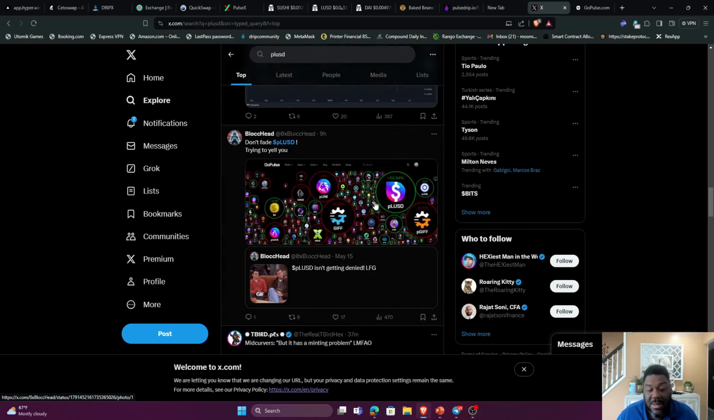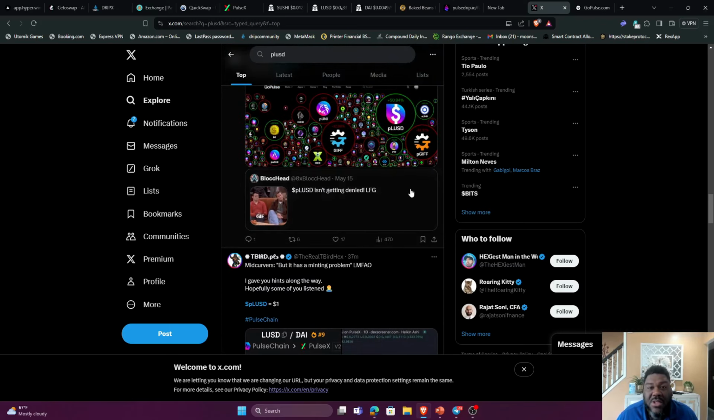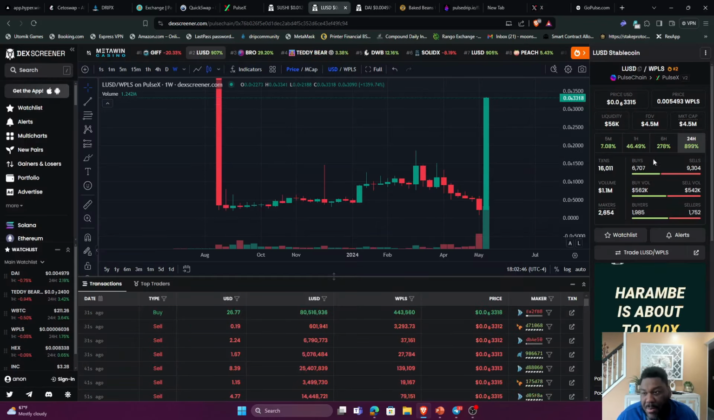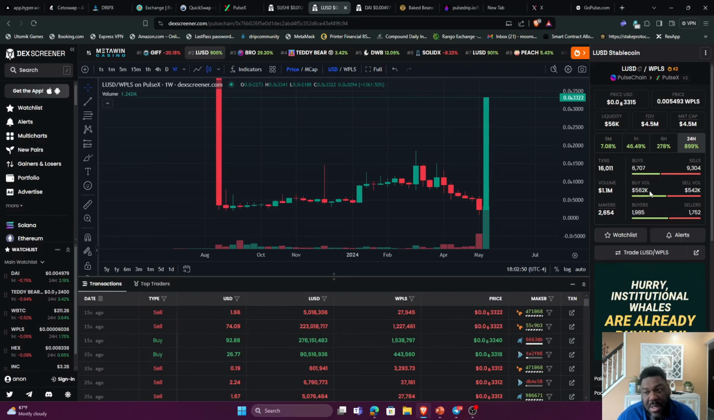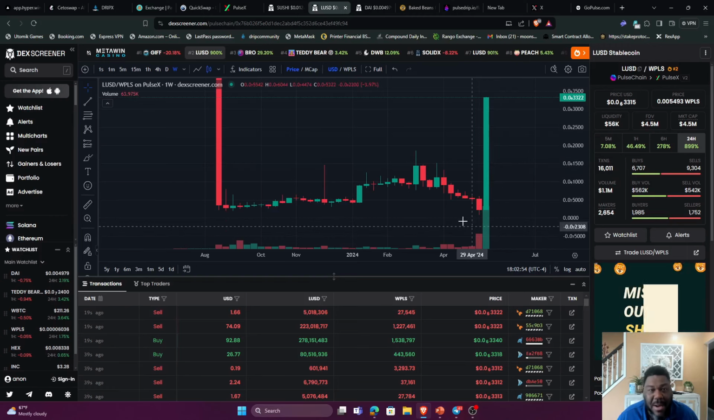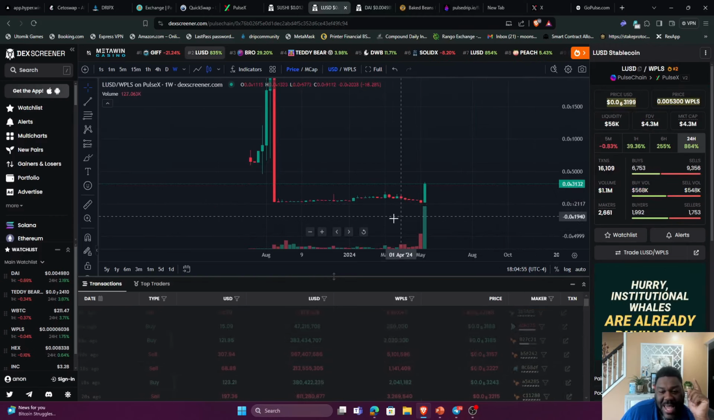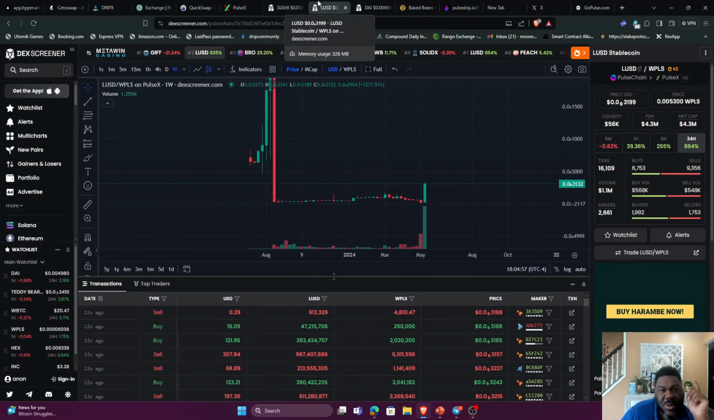This is a token, guys, that has so much room to grow. Because again, if you look at the market cap, only 4.5 million. The liquidity is at 56K. People are holding at the bottom. Now, if we zoom out over here, guys, just to take a look and compare to see what's going on.